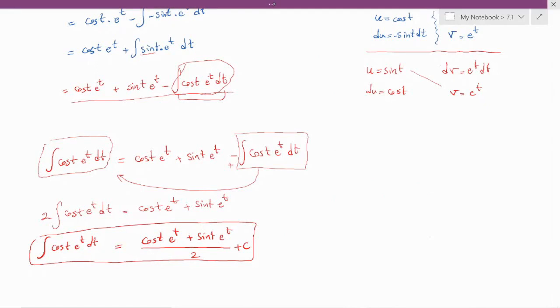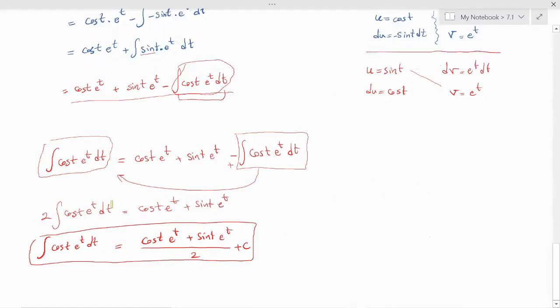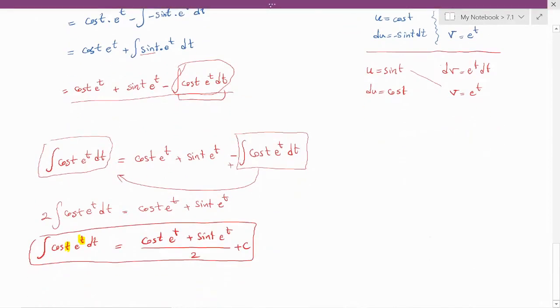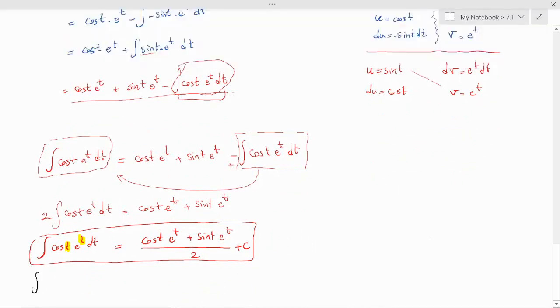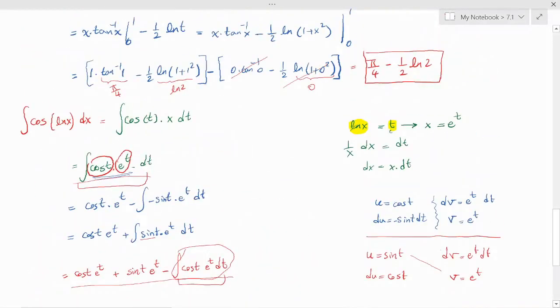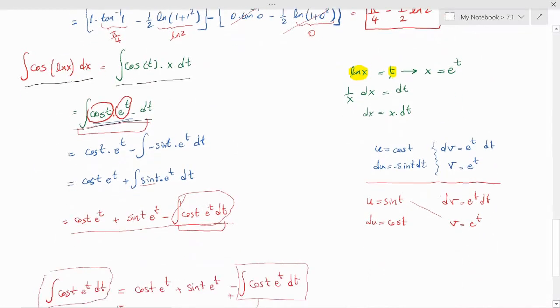Here, what you need to know is that we're not done, because everything is in terms of t. What we started with, we called t to be ln x. So you have to replace all those t's with ln x, and then I can answer the original question. That was the integral of cosine of ln x dx. We ended up with the integral of cosine t e to the power t dt.